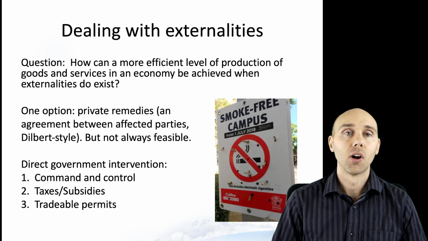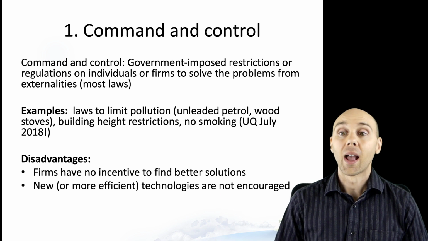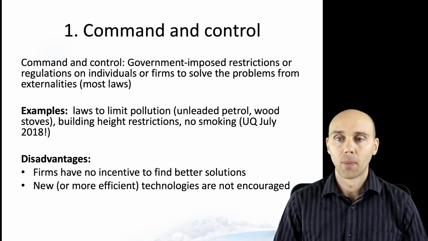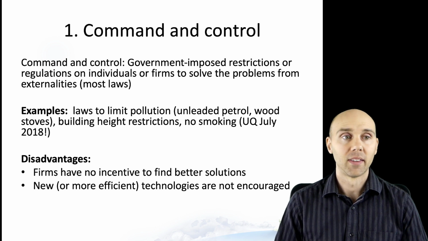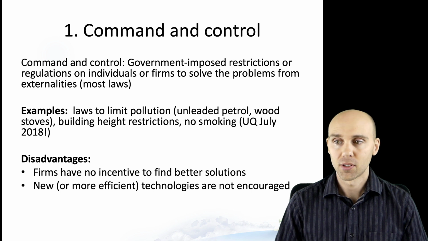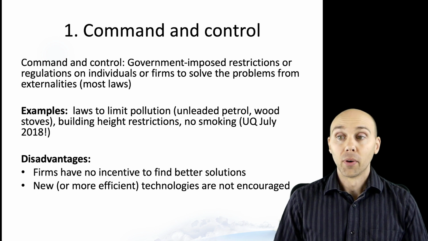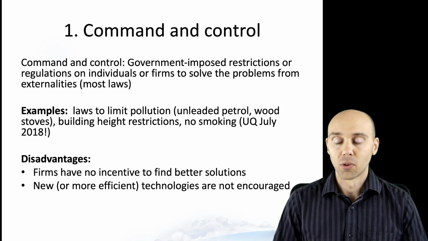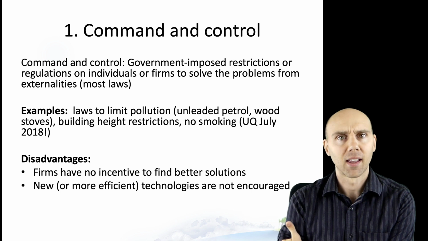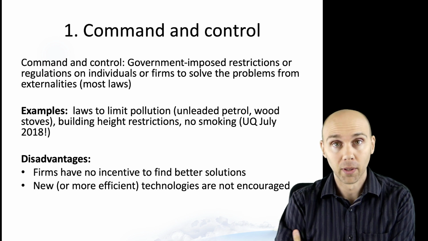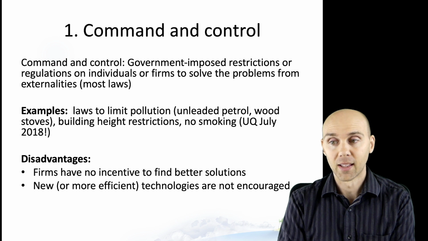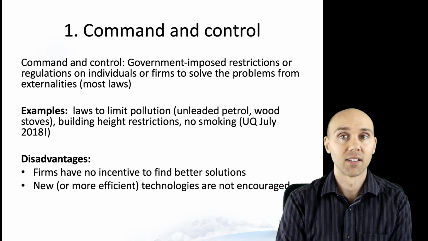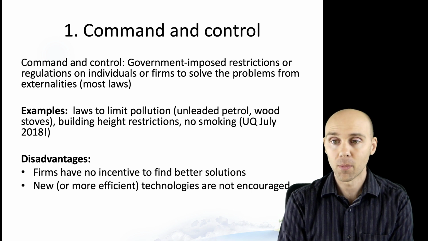So command and control is when the government just says, you can't do this anymore, or you can only do it up to this level and then you've got to stop. So these are laws, for example, to limit the amount of pollution that you can produce, building height restrictions in terms of externalities affecting your view and so forth. We saw this just yesterday at Kangaroo Point. 2 houses were removed because they were going against the character of the area. And UQ in 2018 decided to ban all smoking from its campus.